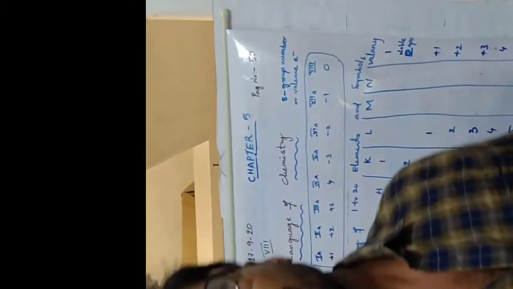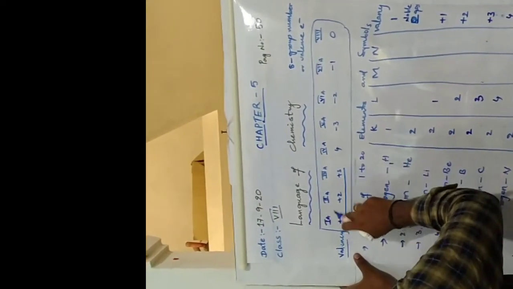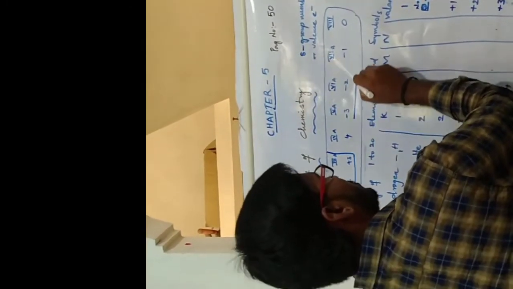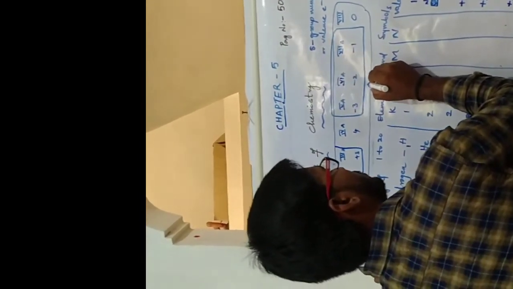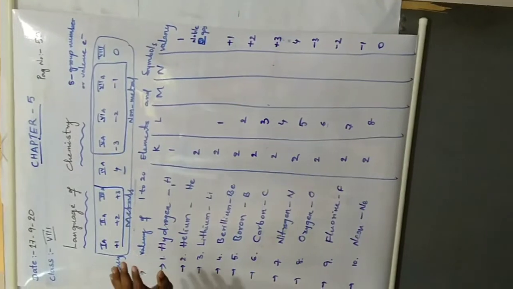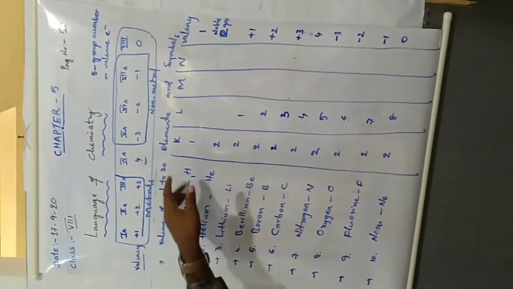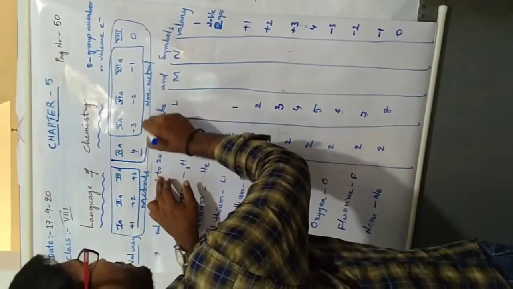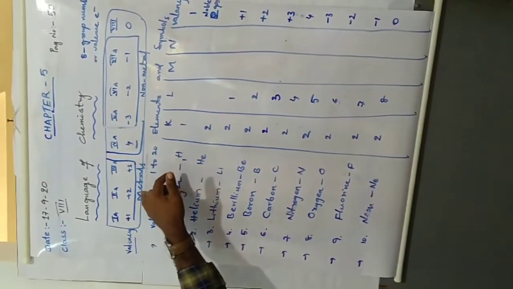Let's recap the topic. Here you can observe the valency of metals is plus 1 to plus 3. Charge will always be positive for metals, and negative charge will be present for non-metals. So valency of metals is plus 1 to plus 3, and for non-metals plus 4 to minus 1. So you can easily understand the topic.